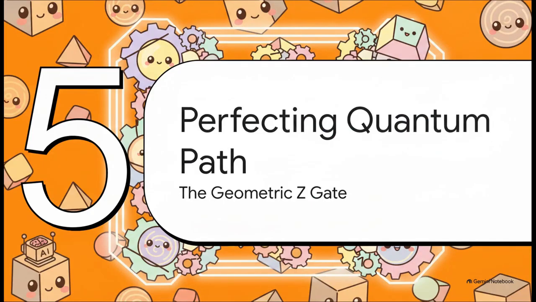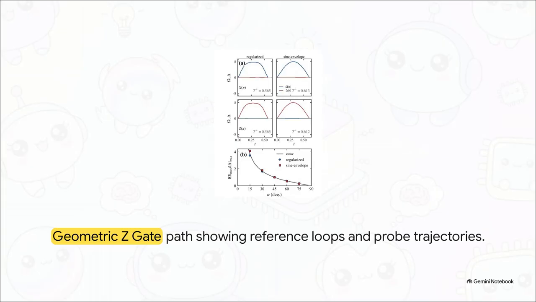Section 5. Perfecting Quantum Path, the Geometric Z-Gate. Now let's look at a geometric Z-gate. Here, the journey is just as important as the destination. The qubit doesn't just rotate to a final state. The path it takes on the Bloch sphere has to satisfy strict geometric conditions along the entire route. This ensures that the phase it accumulates is purely geometric, not dynamical, which makes the gate highly robust against certain errors, but it demands absolutely perfect coordination.